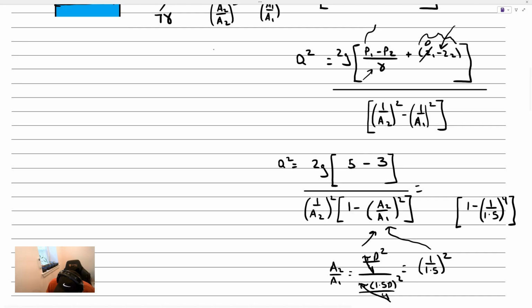Remember, A2 is just pi d squared over 4. If I take its reciprocal, I'll get 4 over pi d2 squared, where d2, or d, was just equal to 45 centimeters. Remember, I'm going to square this whole term. So I have that in the denominator as well as the numerator. That's this 2 here times 2g. I get 4g in the numerator.